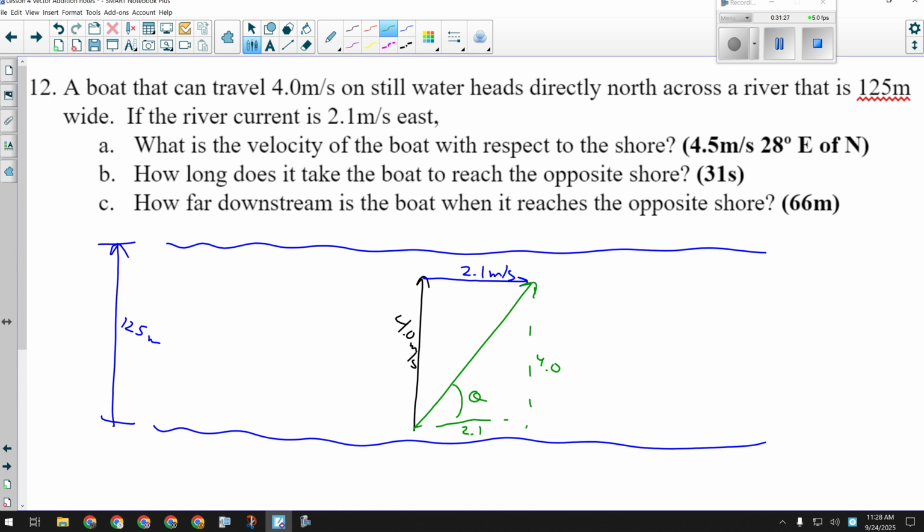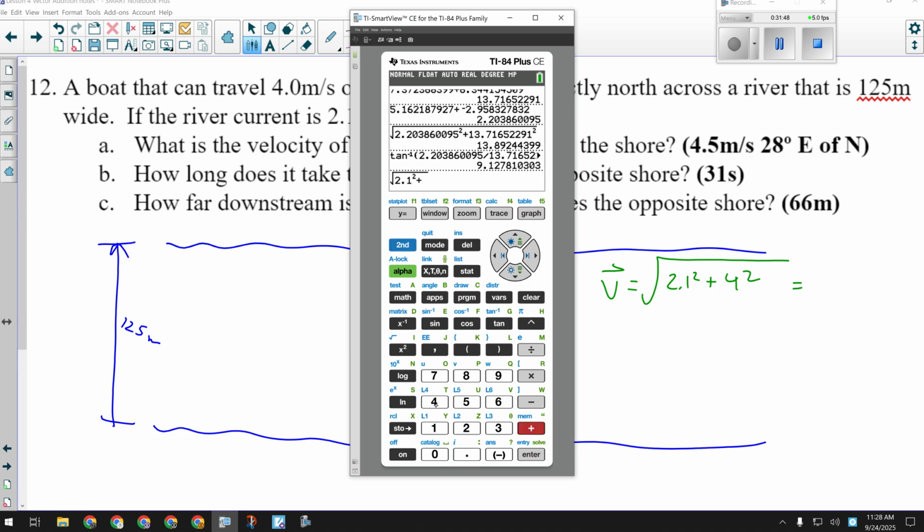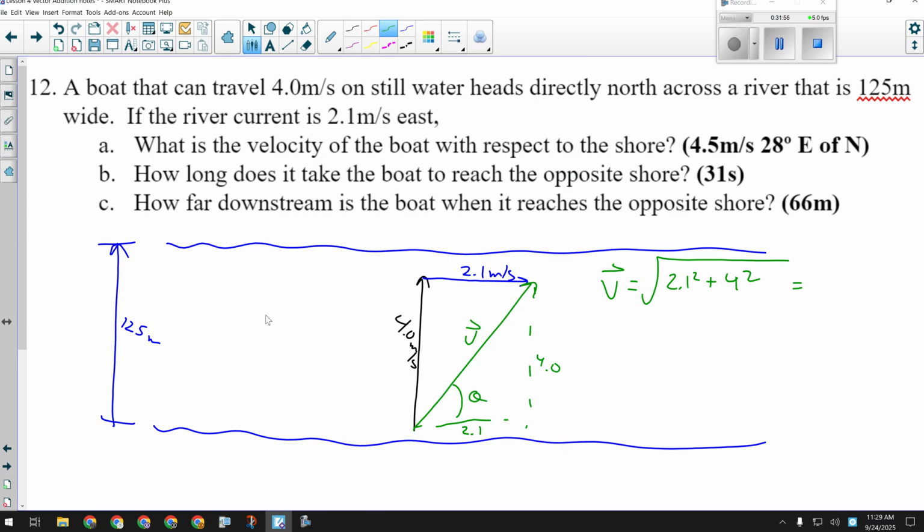So first thing I'm going to do is get the magnitude of the velocity. That's just going to be a Pythagorean theorem calculation, because these are perpendicular vectors. So 2.1 squared plus 4 squared. When I punch that in, that should give me 4.51. We only have two significant digits here, so 4.5 meters per second.